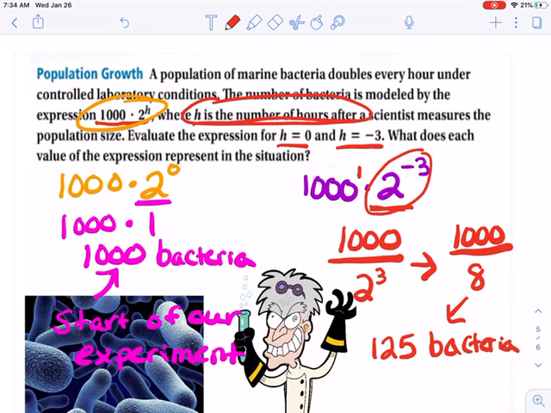And again, if we think about this, if our experiment starts at time 0, right, that's when we first count the bacteria, this means that if h is -3, this means that 3 hours before I started counting the bacteria, based on trends and patterns, I can say that there's probably about 125 bacteria.